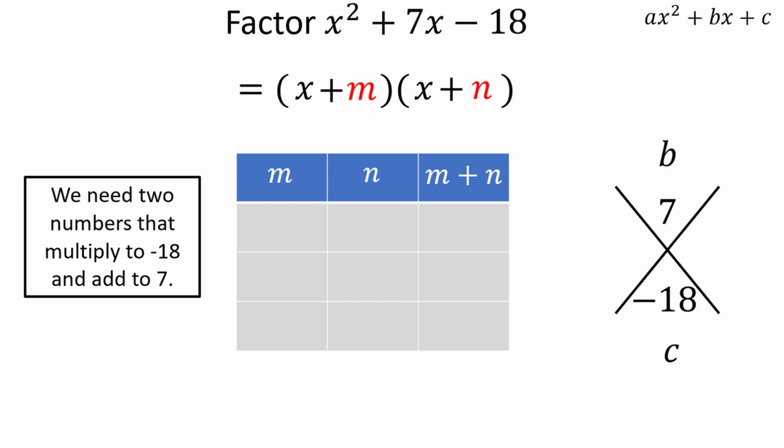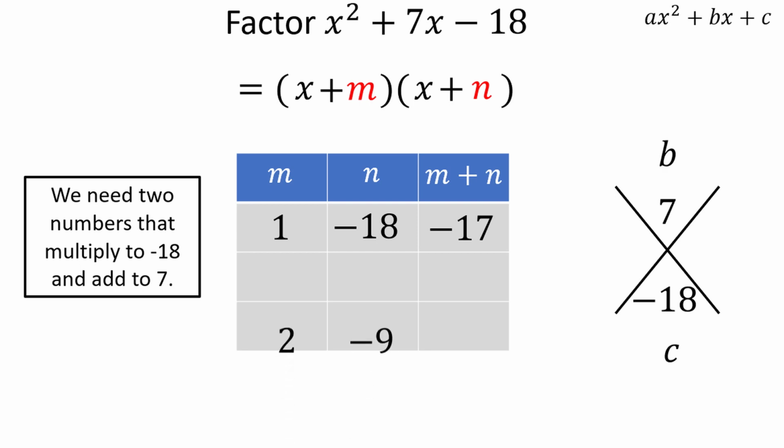Now you should start listing values in the first two columns that will multiply to c, which is -18 in this case. For example, 1 and -18 multiply to -18. But when we add them together, they add to -17. We need them to add to 7, so that means that 1 and -18 were not the right choices. You can keep trying other options.